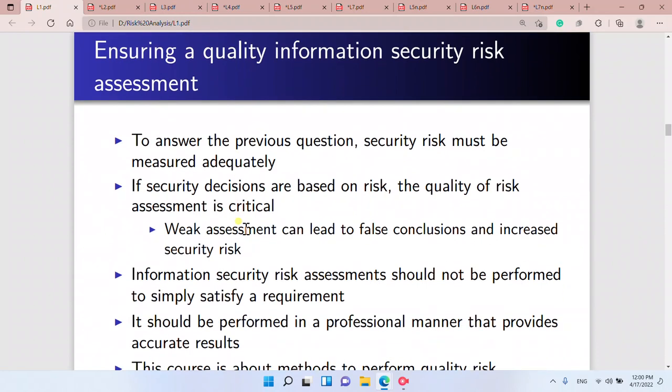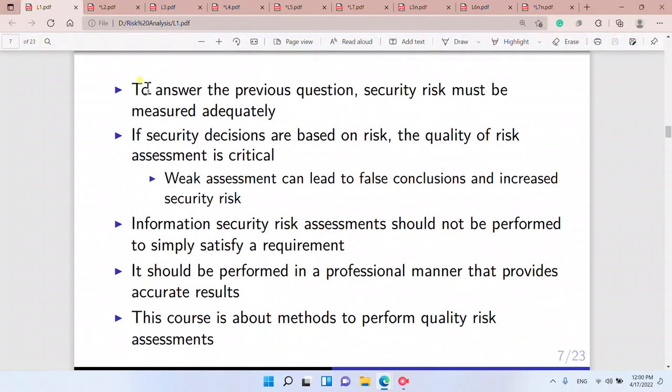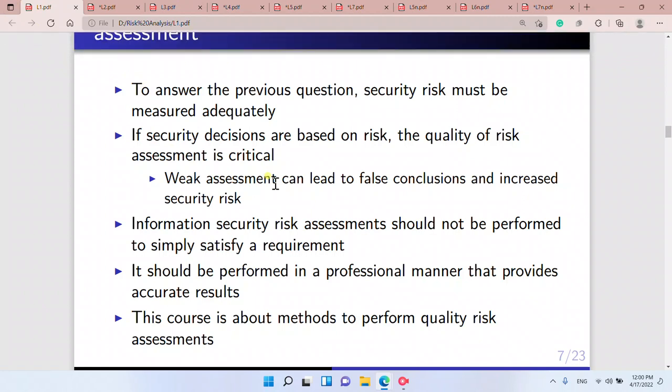Okay, so we want to ensure a quality information risk assessment, and we need a good team. To answer the previous question, if security decisions are based on risk, the quality of the risk assessment is critical. A weak assessment can lead to false conclusions and increased security risk. Information security risk assessments should not be performed simply to satisfy a requirement.